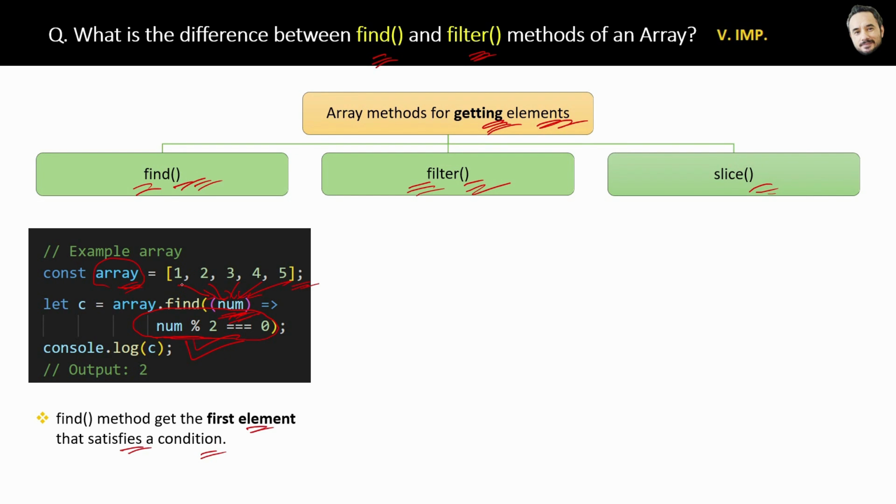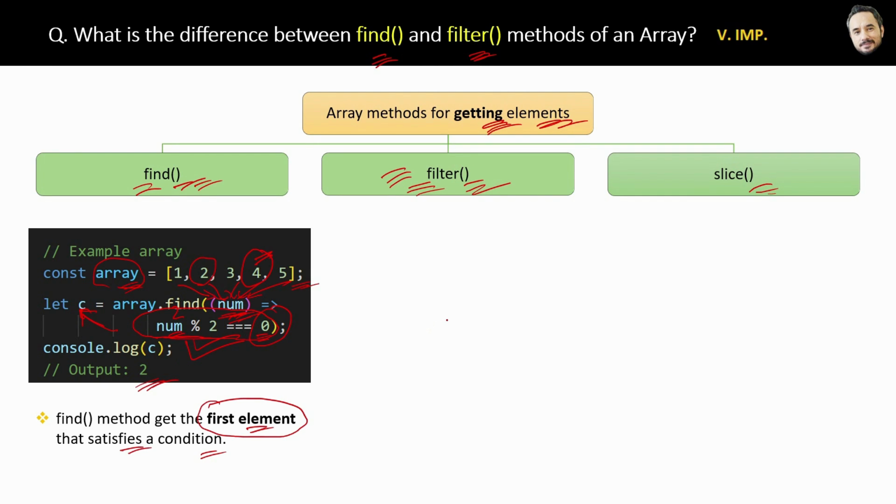In this case, for element 2, 2 percent 2 will be equal to 0, right? Because if you divide 2 by 2, then the remainder will be equal to 0. Therefore, 2 will be the result element of the find function, which will be stored in the variable c. Now, this condition is also true for this next element 4 also. But remember, with the find function, you only get the first element that satisfies the condition. Great, this is find. Then we have the filter function of JavaScript.